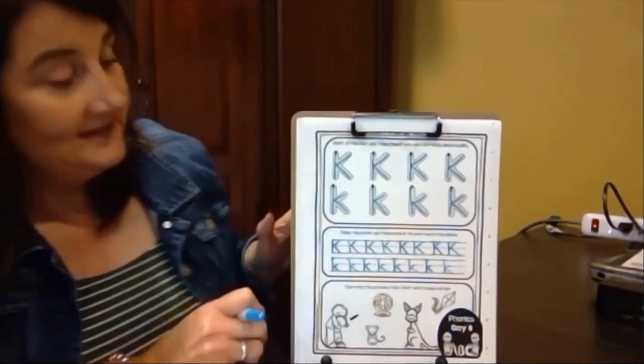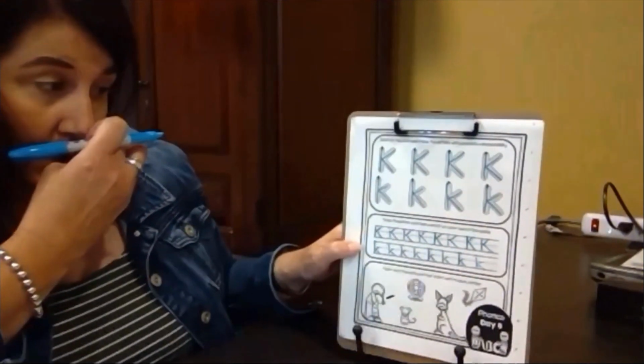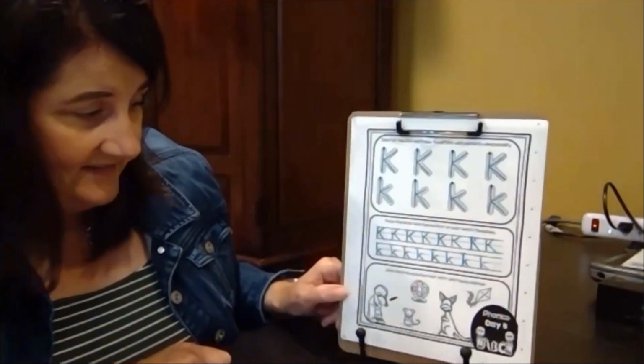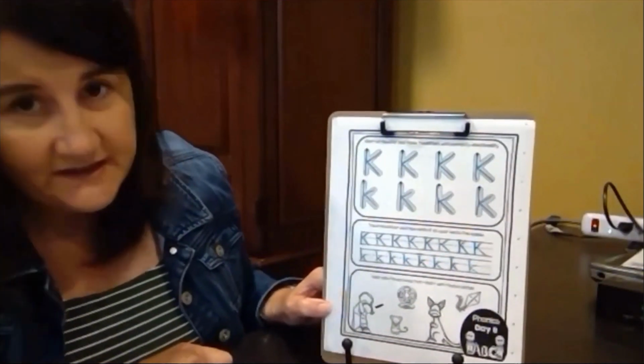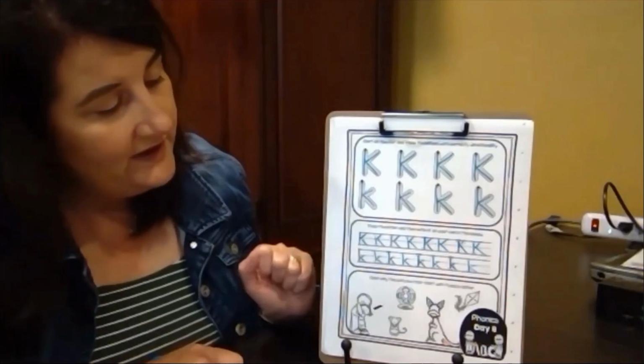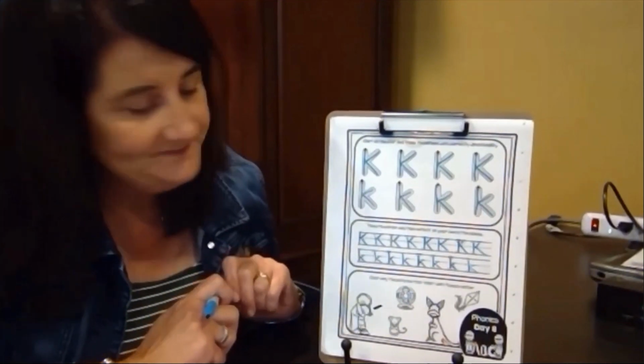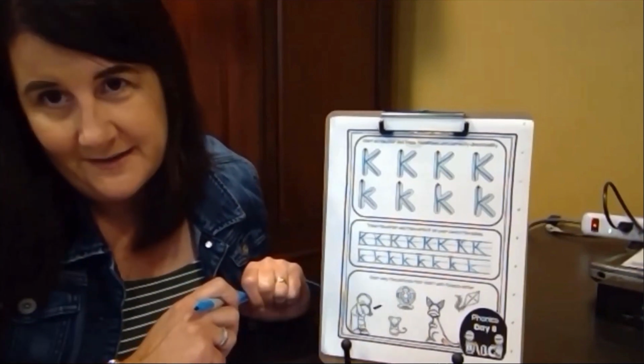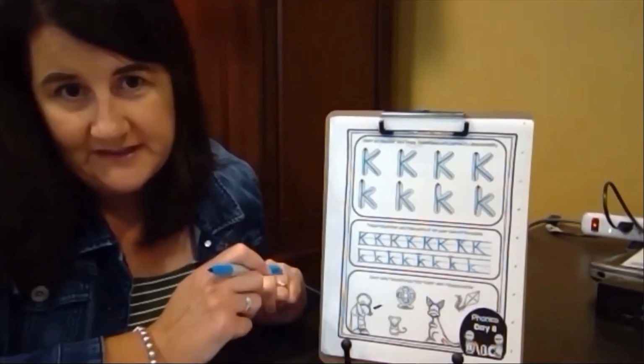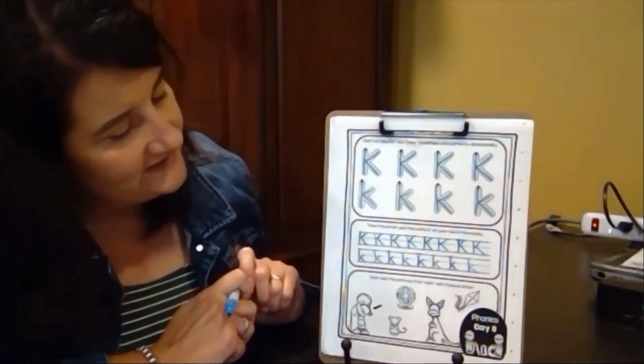And then the next section on this page says color only the pictures that start with today's letter. So we're going to listen for the k sound. Now, I'm going to circle the pictures, and you're going to take your time and color each picture. Just because of the video, I'm going to do a quick circle around each picture that starts with K, and then you'll take your time to color.